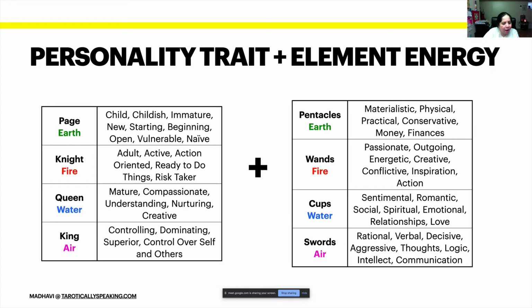So let's go back a little. The Queen of Swords. Here we go. So she's mature and compassionate and nurturing and understanding and creative and all that good stuff. But then she's also rational, verbal, aggressive, logical. So she is mature and logical. She is compassionate and rational. She is understanding and still decisive. I like the Queen of Swords for this reason, because she is literally the combination of water and air in a very interesting mix, right? So she's someone who, and you can see that also.